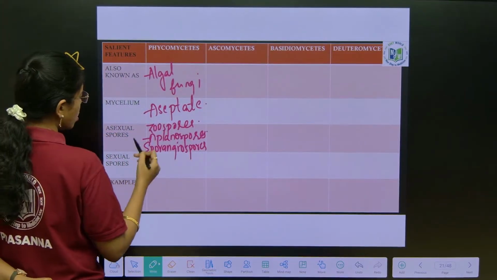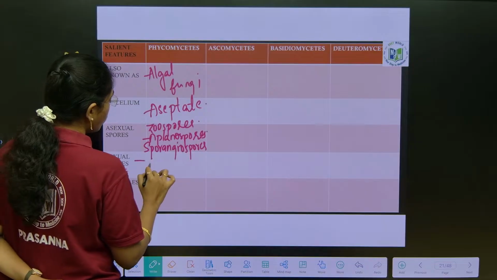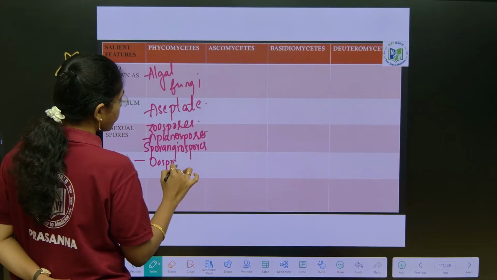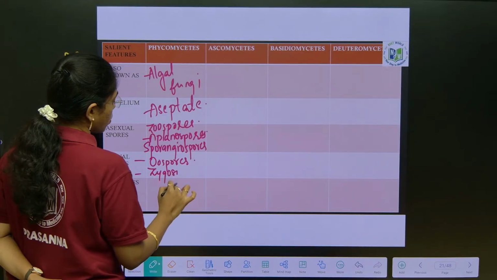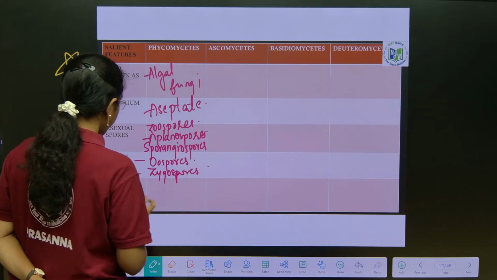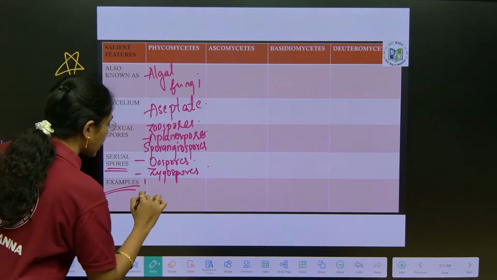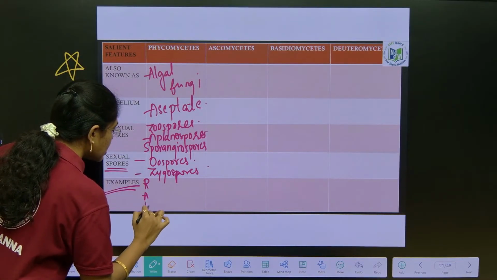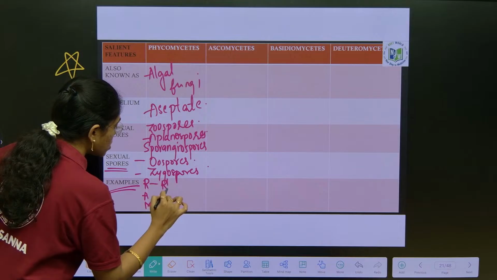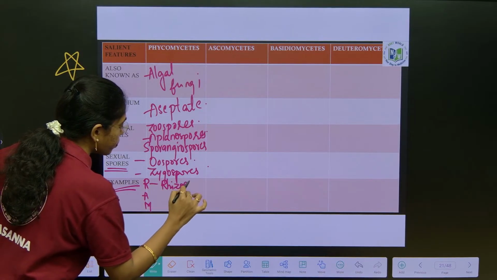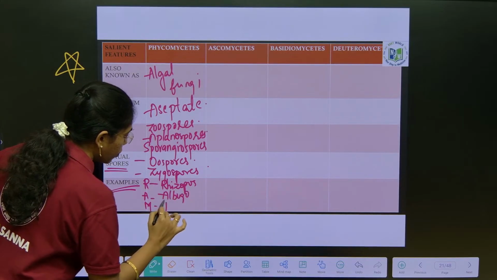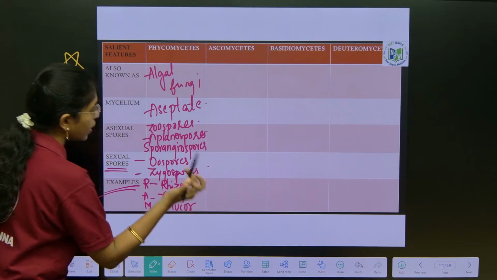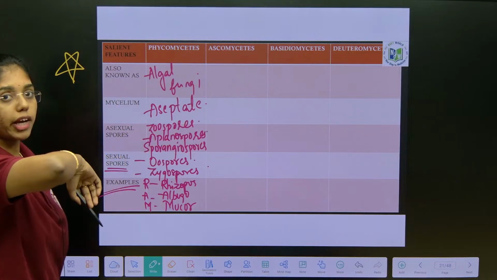Sexual reproduction or sexual spores include what? Oospores and zygospores. Fine. How can you remember the examples of this? I gave you an easy mnemonic, that is RAM: Rhizopus, Albugo and Mucor. Clear, right? Clear with the key features of Phycomycetes.